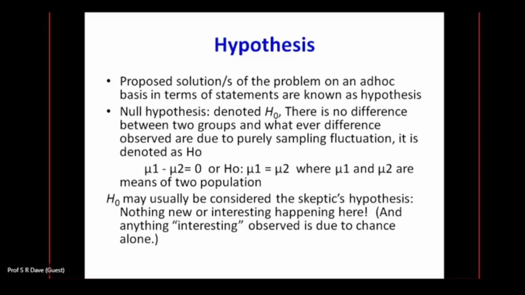Null hypothesis, which we denote as H0, means there is no difference between the two groups or two sets of experiment, or no difference between the observed value and the sample value and the population value. So whatever differences are observed are due purely to fluctuation in the sampling, or by chance.